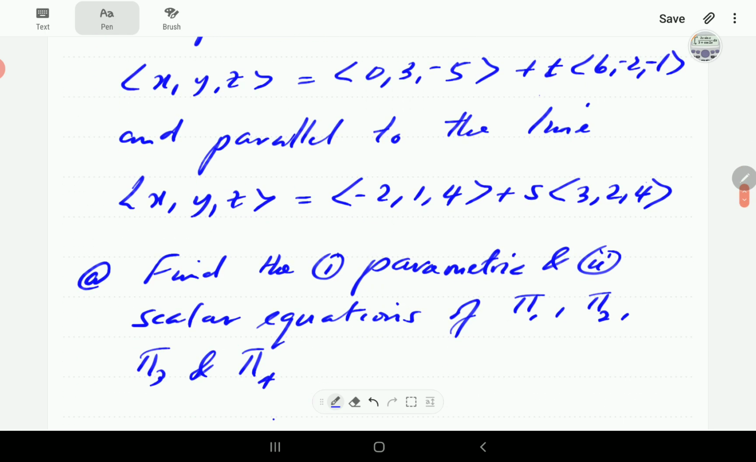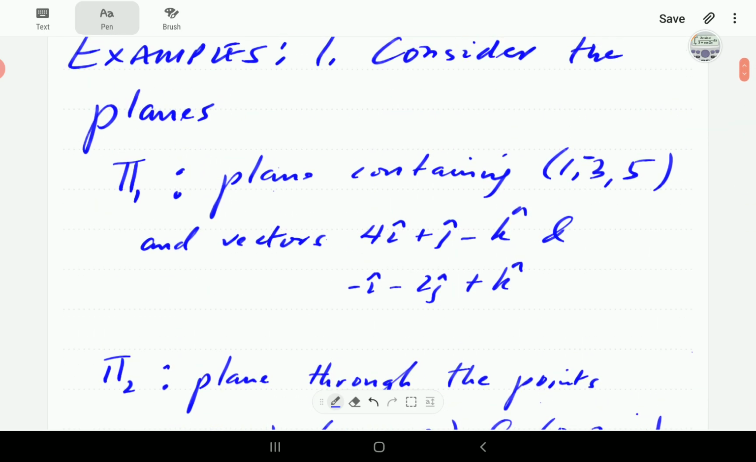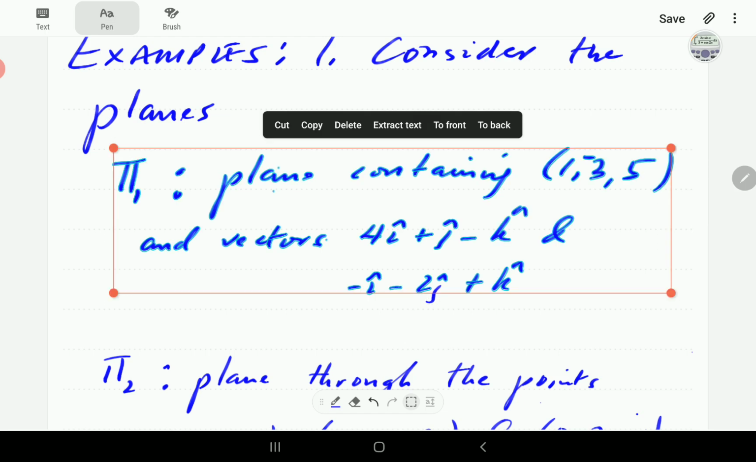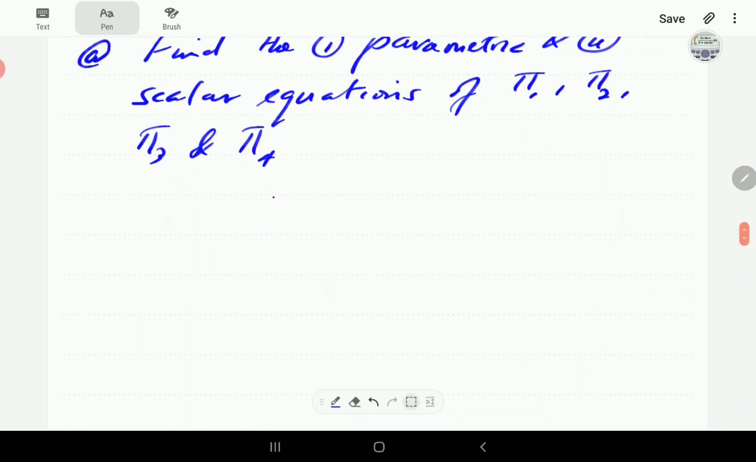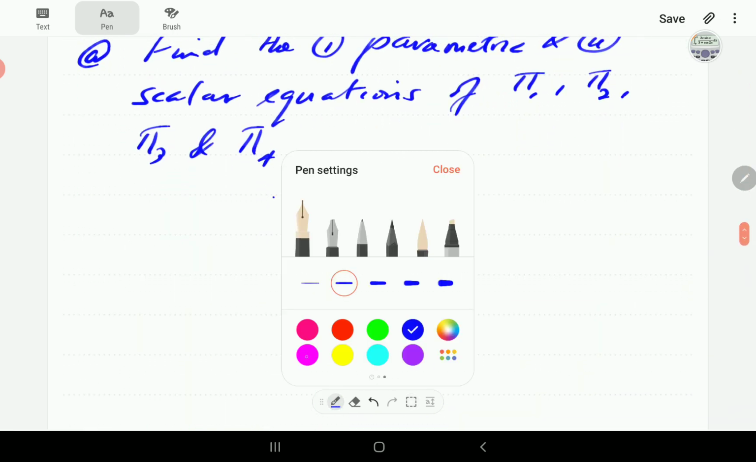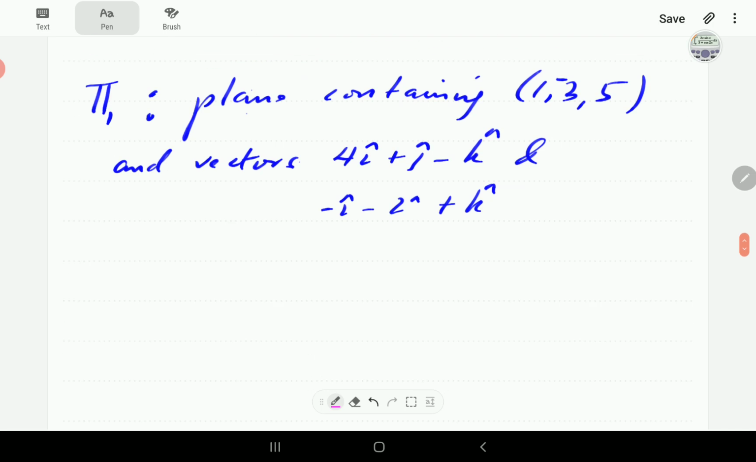So in part A, we want to find the parametric and scalar equations of each of the planes. So let's start with the first one. So plane 1 goes through 1, minus 3, 5, and it's got these two vectors.